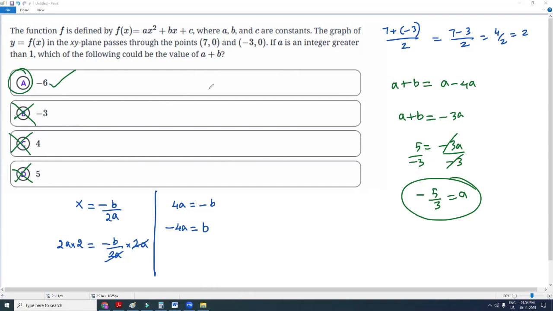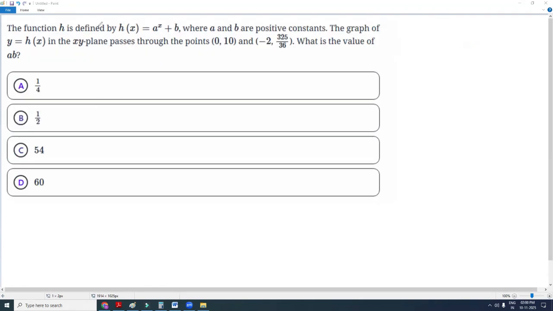Okay, let's look at the next problem. The function h is defined by h(x) equals a^x + b, where a and b are positive constants. The graph of y equals h(x) in the xy-plane passes through the points (0, 10) and (-2, 325/36). What is the value of ab?